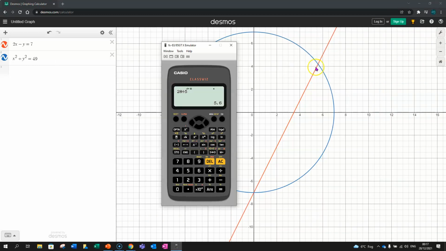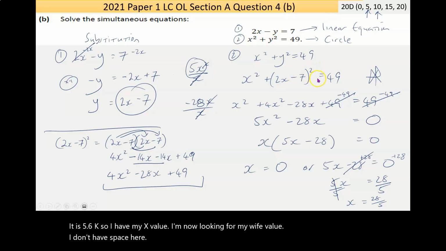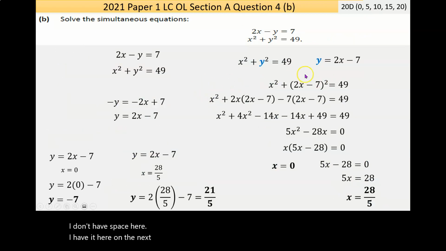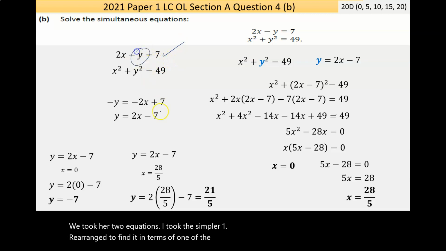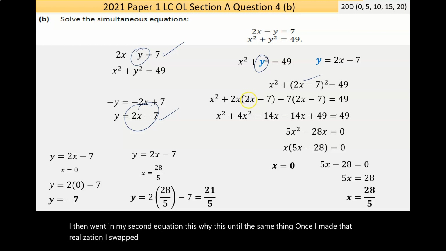I'm now looking for my y value. I've kind of run out of space here, so I'll have it on the next page. I'm just going to use the actual notes here. Again, just to remind you what I did, we took our two equations. I took the simpler one and rearranged it to find one of the unknowns. I chose y, and I got my equation. I then said, well, in my second equation, this y and this, aren't they the same thing? Once I made that realization, I swapped them. Then I did the algebra, and I got x equal to 0 and x equal to 28 over 5.